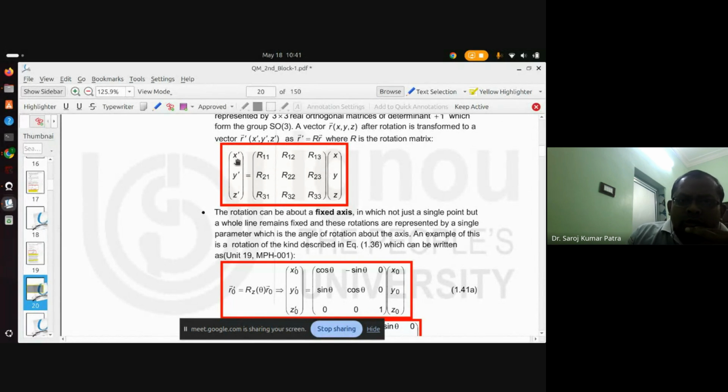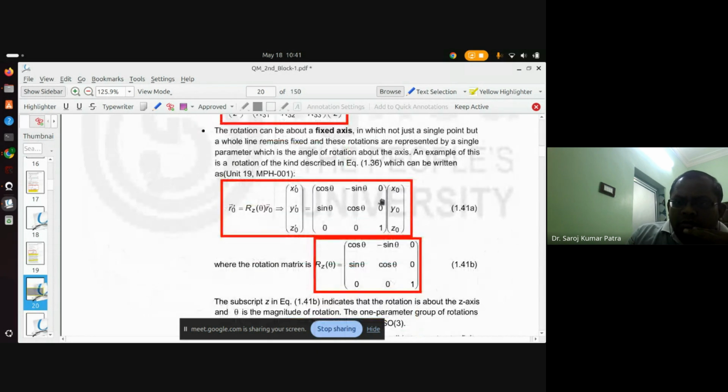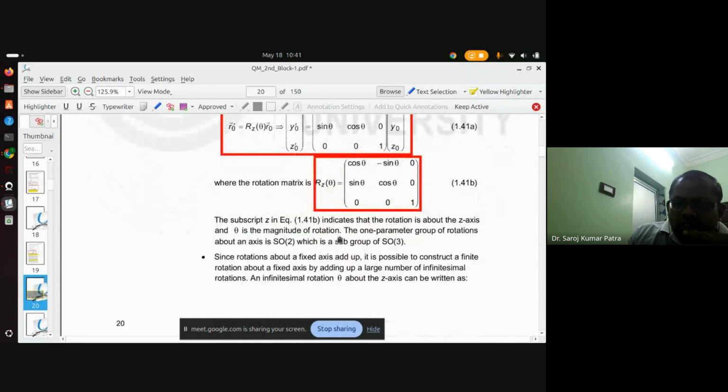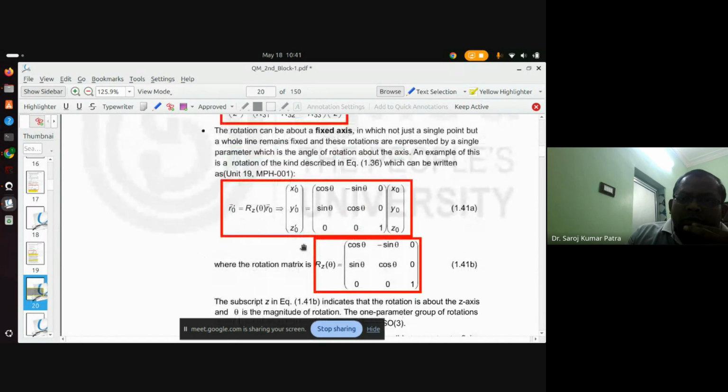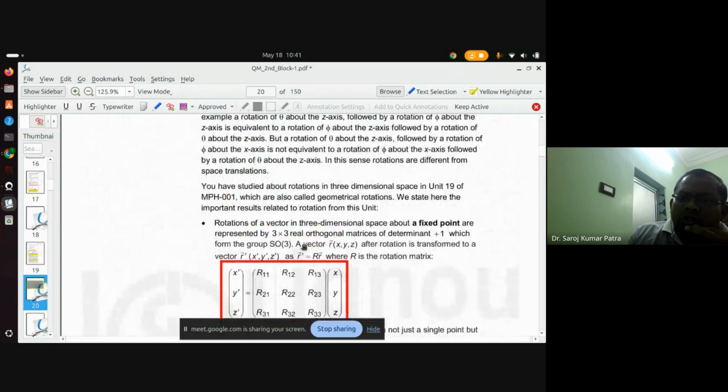हाँ, you have to write, if you rotated a three-dimensional rotation, then your x prime, y prime, z prime can be written as a 3 by 3 matrix times x y z. ये ऑलरेडी मैंने लिखा था अभी. Cos theta minus sin theta 0, sin theta cos theta 0, 0 0 1, that is rotation matrix Rz around z axis, the one parameter group of rotation about axis SO2, जो अगर दो पैरामीटर्स होंगे तो वो SO3 होगा ग्रुप.